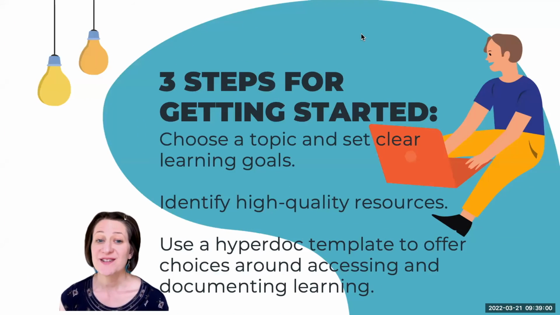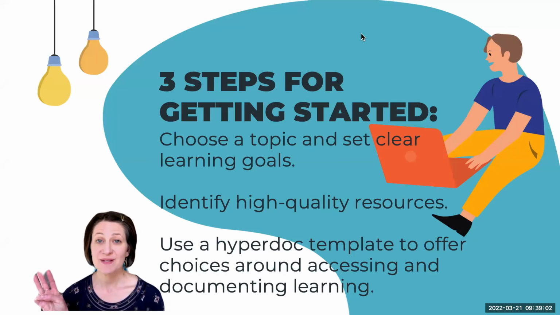Those multiple means of engagement, representation, and expression are all part of universal design for learning, which means when I provide options and choices for students, not just individuals, but all students, then we all benefit. You can learn more about universal design for learning in the resources on the Padlet at the end of the video as well. So how do you get started?